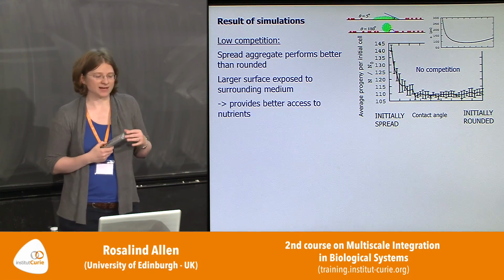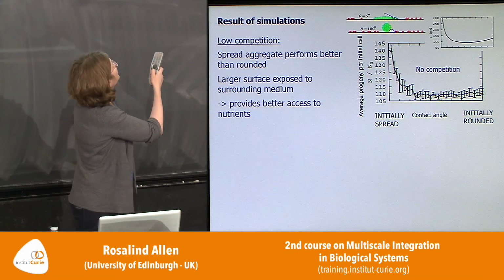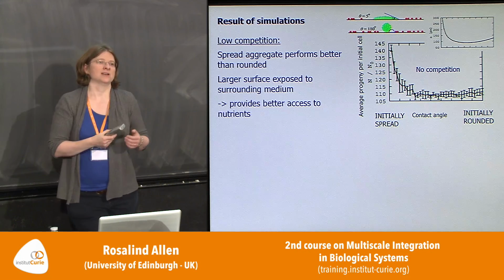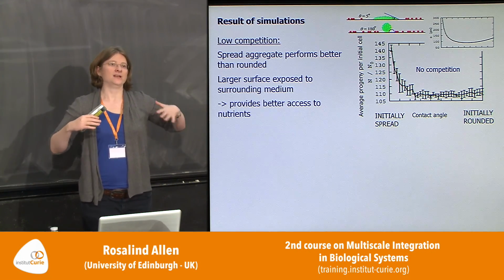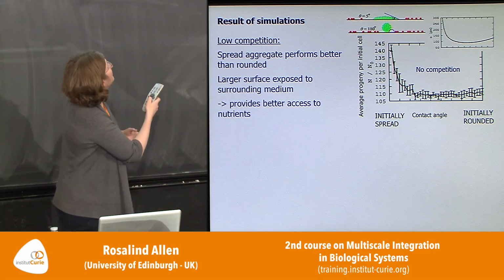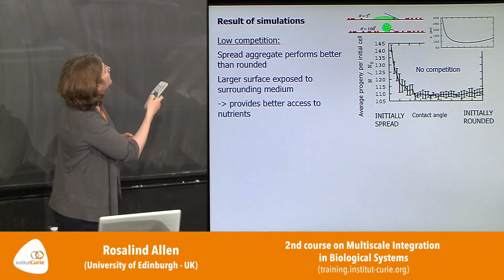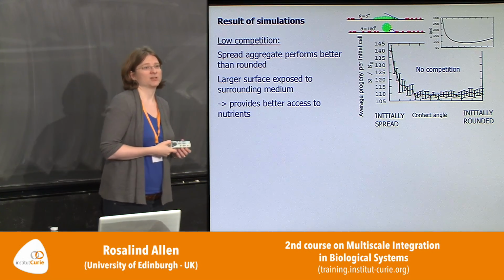And how can we explain that? Well, actually, it's quite simple to explain, because an aggregate that's spread out just has more surface area. And so if you add up the total amount of surface area of this thing that's exposed to nutrient, it's higher if the aggregate's flat. And actually, if you compare the shape of this curve to just a plot of the surface area as a function of theta, it has pretty much the same shape.